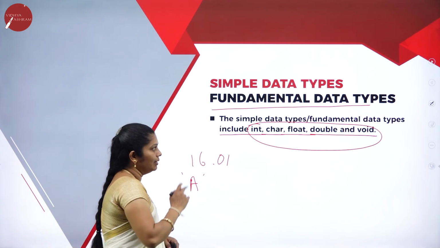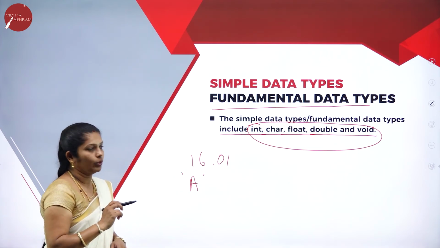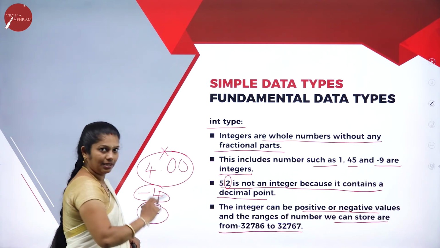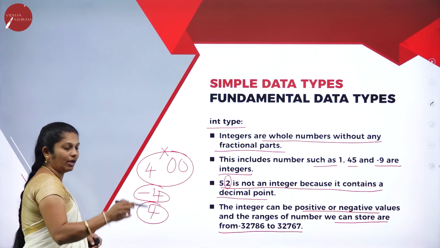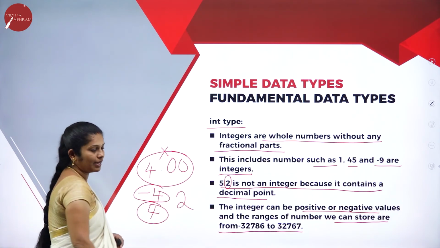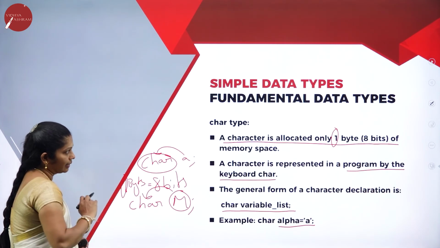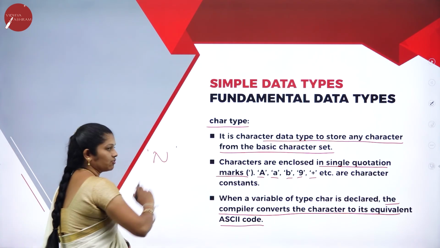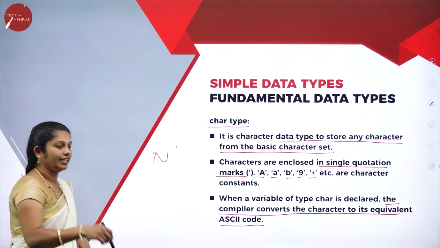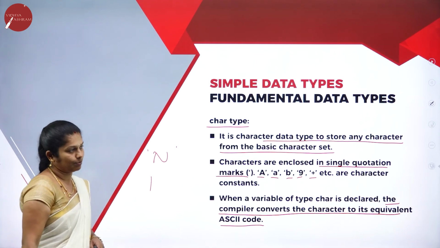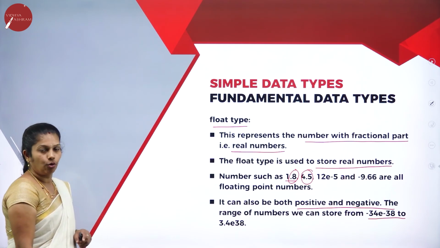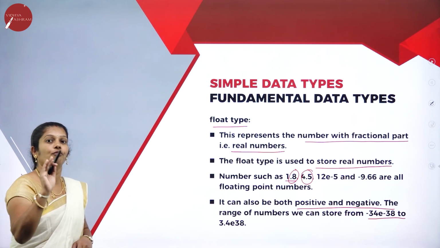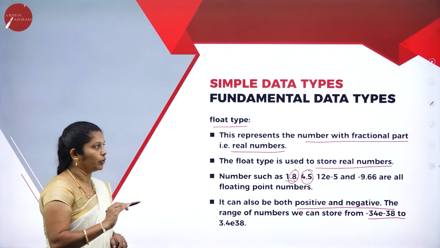Next, under simple: int, char, float, double and void. When we come to integer, we do not have any fractional part, it may be positive or negative, and it takes only 2 bytes of memory space. The next one, char, takes only one character. It is opened as well as closed by single quotes, and it takes only 1 byte of memory space. And the next one, float, takes the fractional part, and it requires 4 bytes of memory space.